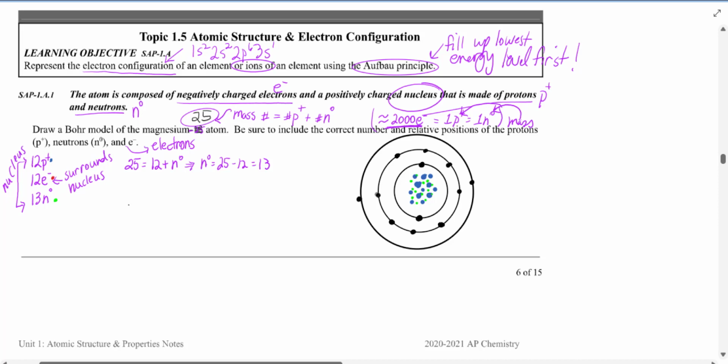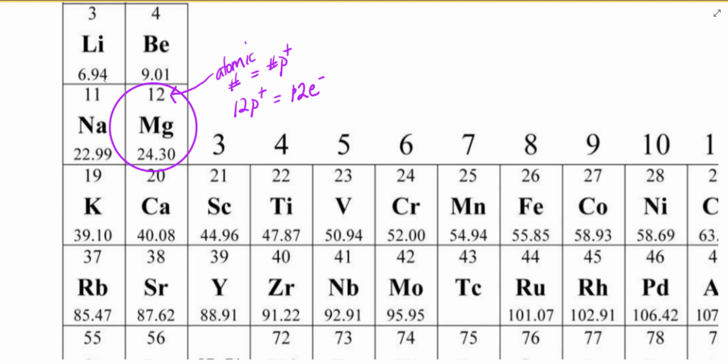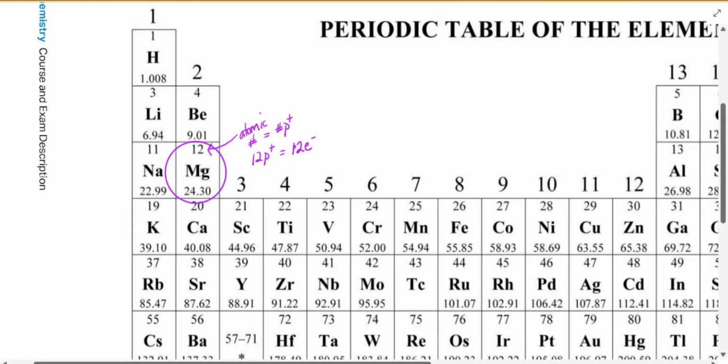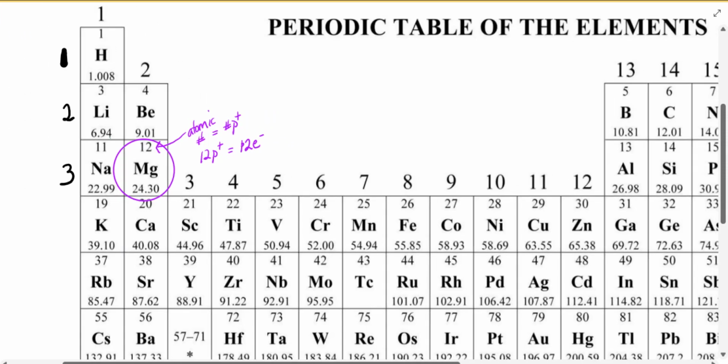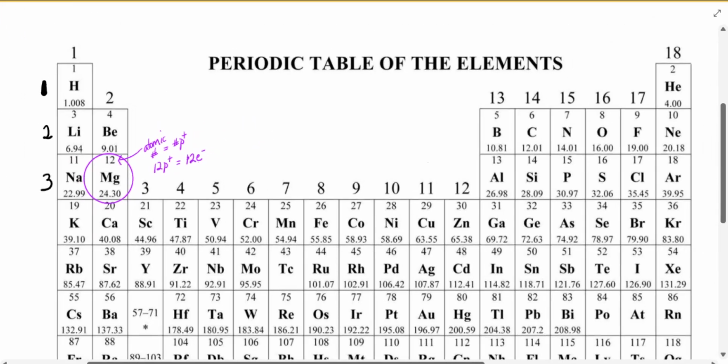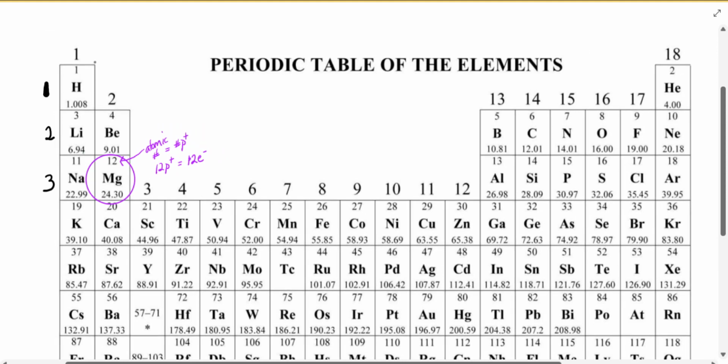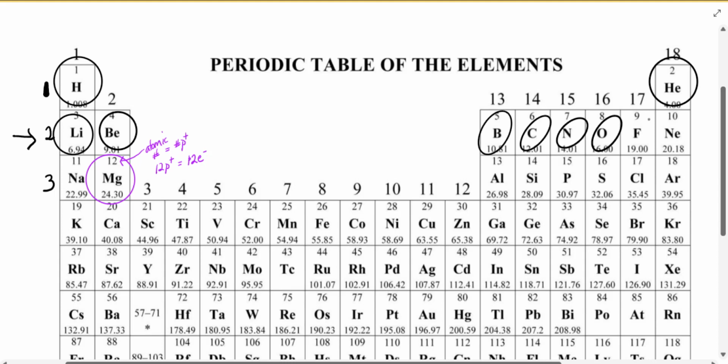Now let's look at the periodic table, because I wanted to show you something. Magnesium is right here on the third energy level. Whoops, I didn't mean to do that. It's the first energy level, the second energy level, and the third energy level. So if we look at this, the first row, or the first energy level, can only hold 2 electrons. The second row, or the second energy level, can hold 1, 2, 3, 4, 5, 6, 7, 8 electrons. Third energy level, up to magnesium, only needs 2.